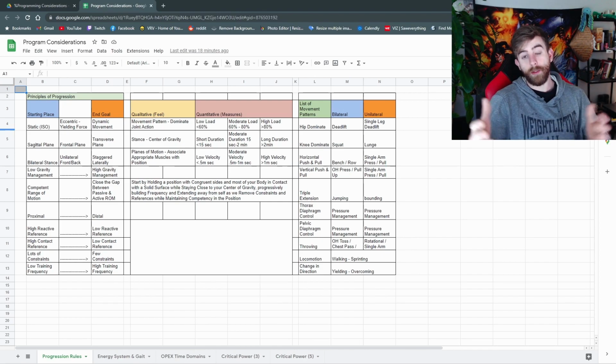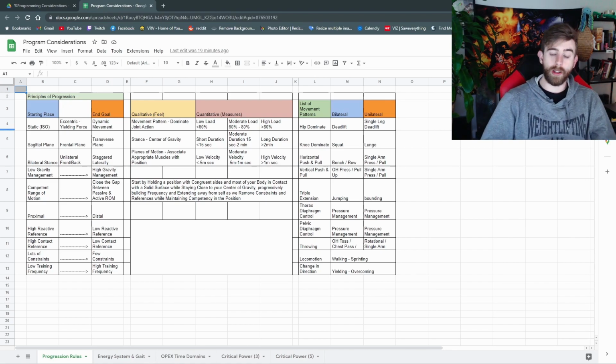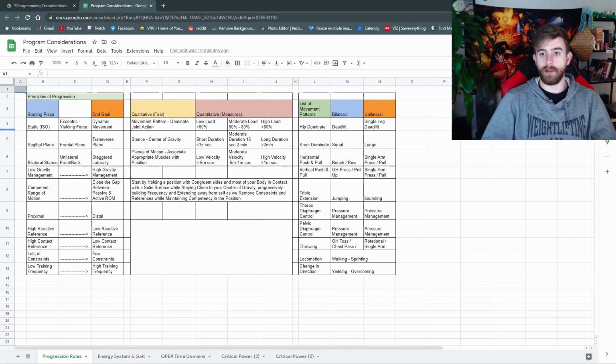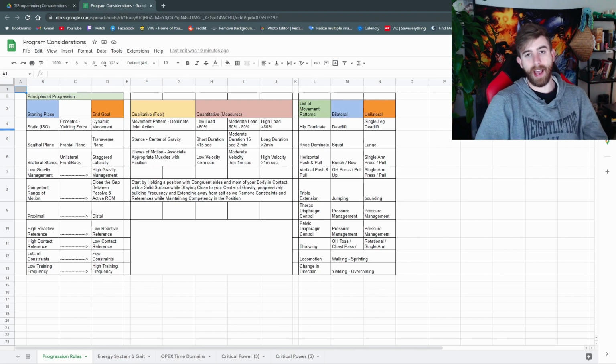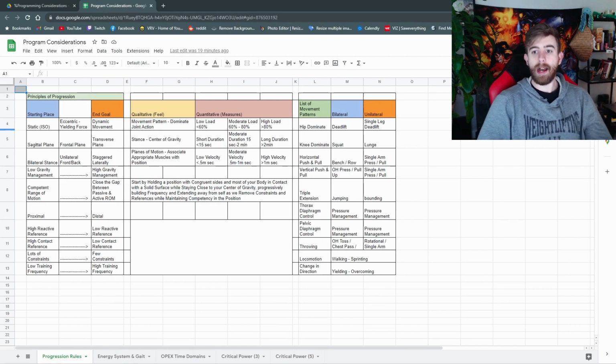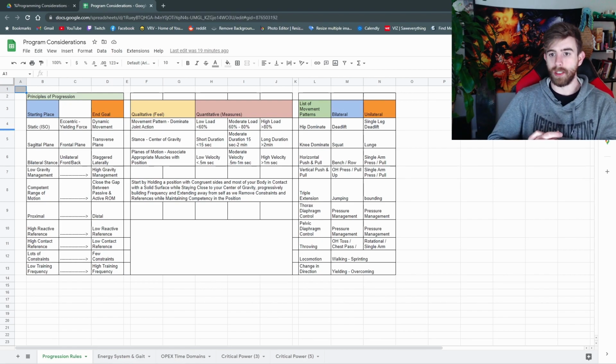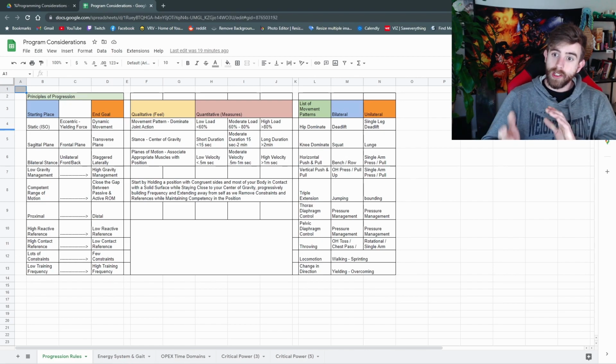Beyond the qualitative field, we have our quantitative measures, easy enough. We have low load, moderate load, and high load activities with the given percentages. We have short duration, moderate duration, and long duration type activities. And then we have low velocity, moderate velocity, and high velocity as pertains to weightlifting. If we were looking at something like sprinting or rowing or other type activities of the sort, we may want the high load or high intense effort to be closer to actual race pace or PR pace type activities. And then our list of movement patterns.